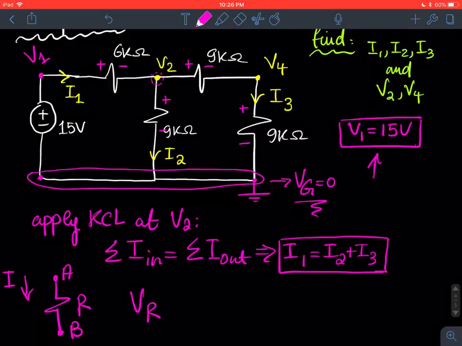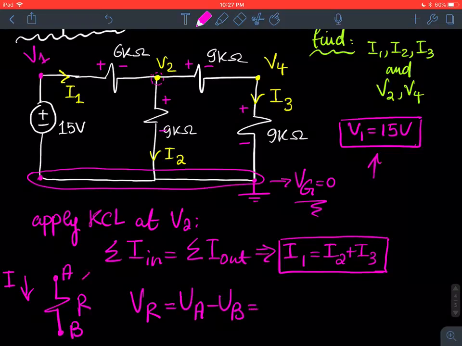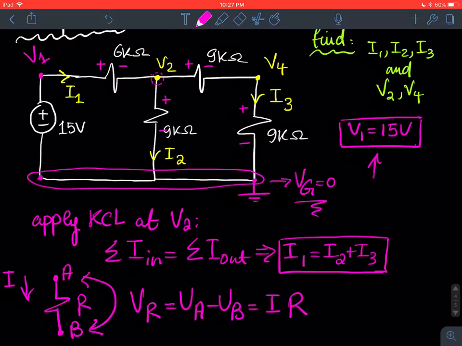So if we have this case, we can say that the voltage drop across the resistor, which equals VA minus VB, the voltage at point A minus the voltage at point B, just the difference between these two, equals the current passing through the resistor times the resistance of the resistor. So keep this in mind.